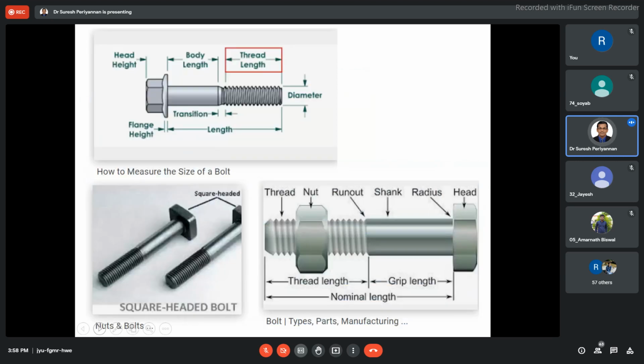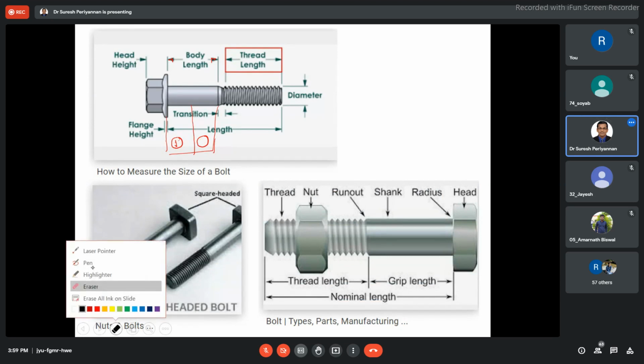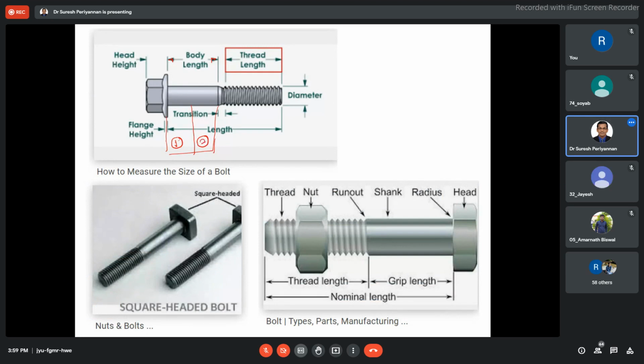Now I come to how to measure the size of the bolt and nut. See here, this is the body length, where we are going to join two components. For example, two plain plates are going to be held or tightly gripped in this region only. This is plate 1, this is plate 2. This region is called the body length.